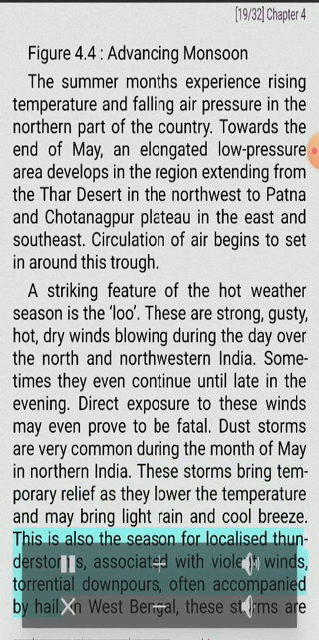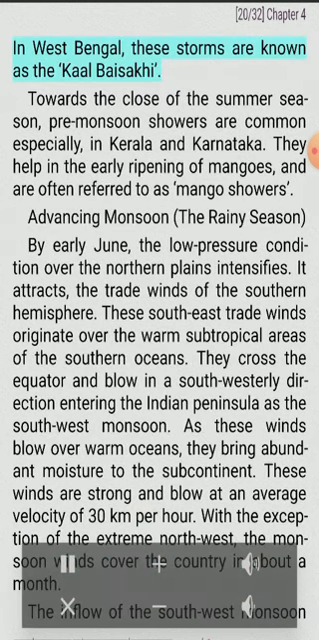This is also the season for localized thunderstorms, associated with violent winds, torrential downpours, often accompanied by hail. In West Bengal, these storms are known as the Kal Baisakhi. Towards the close of the summer season, pre-monsoon showers are common, especially in Kerala and Karnataka. They help in the early ripening of mangoes, and are often referred to as mango showers.